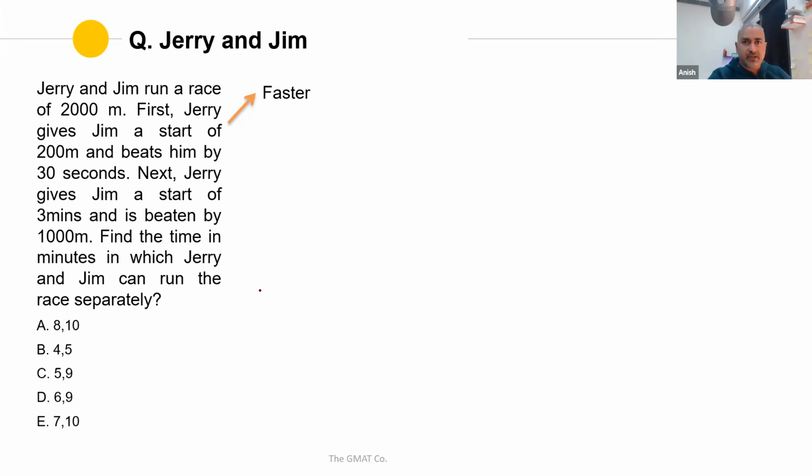Now, based on just that, one thing we can directly realize is that in whatever that time is, in the time the faster guy covers 1000 meters, correspondingly, how much distance will the slower guy cover? More than 1000, equal to 1000, or less than 1000 meters? In the time Jerry covers 1000 meters, Jim will cover less than 1000 meters. Indeed. Because Jim is slower, Jerry is faster. Okay. Why is this relevant?